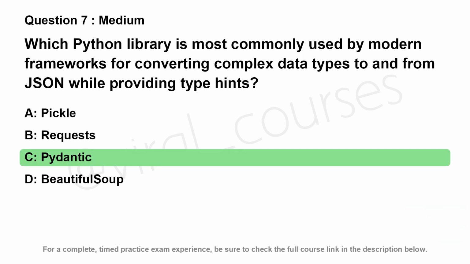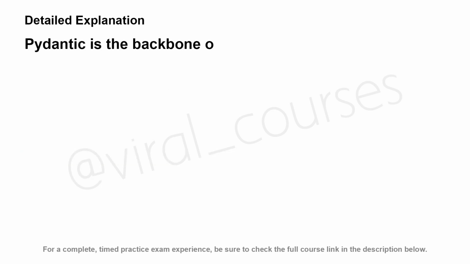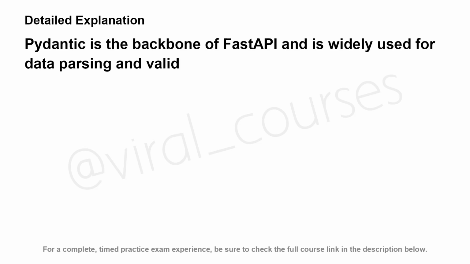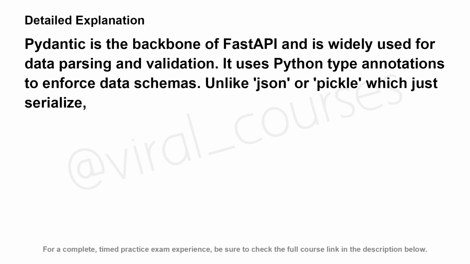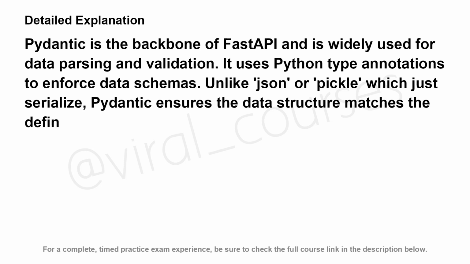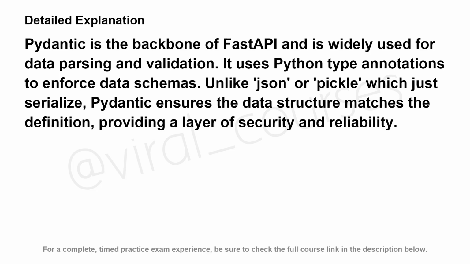The correct answer is C. Pydantic is the backbone of FastAPI and is widely used for data parsing and validation. It uses Python type annotations to enforce data schemas. Unlike JSON or Pickle, which just serialize, Pydantic ensures the data structure matches the definition, providing a layer of security and reliability.